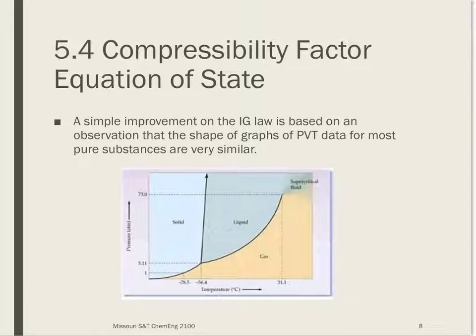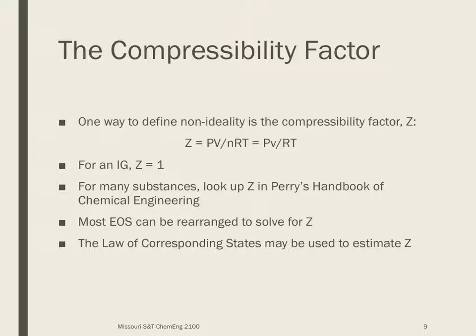So this graph that I've shown here is pressure versus temperature for a typical fluid, where we have liquids and gases at various shapes, and we're really trying to model what happens to the gas region. The compressibility factor is going to be one way of dealing with non-ideal gases.